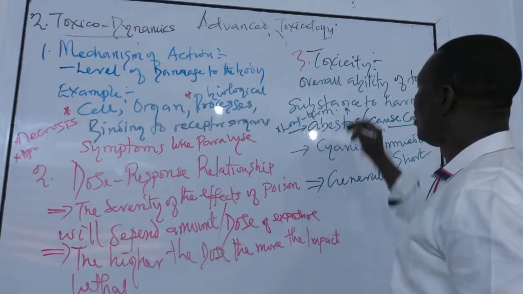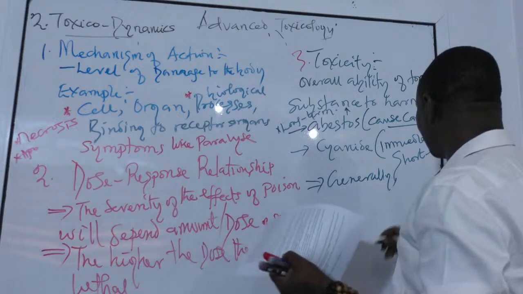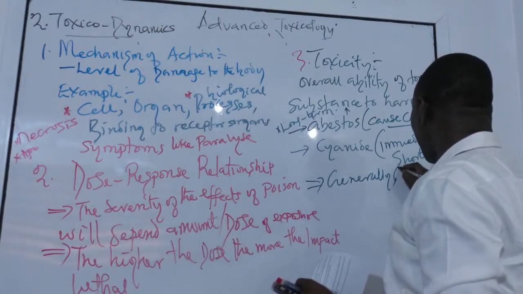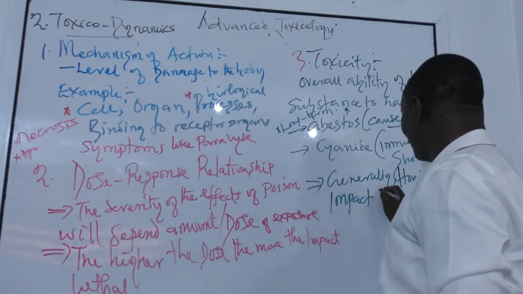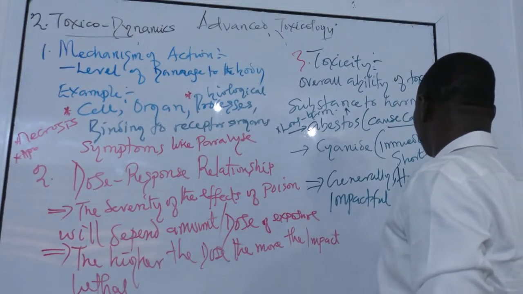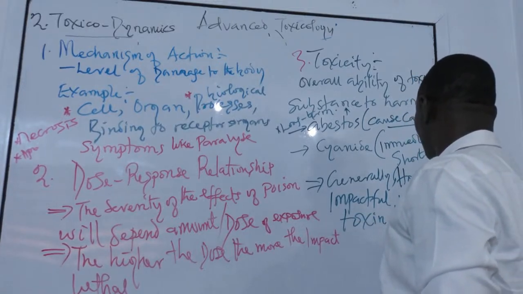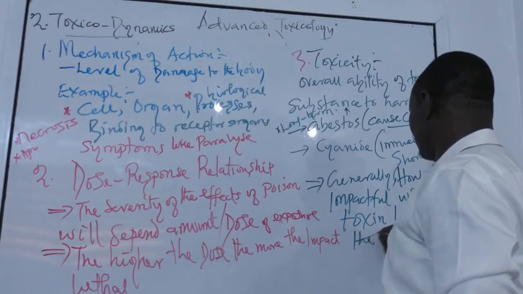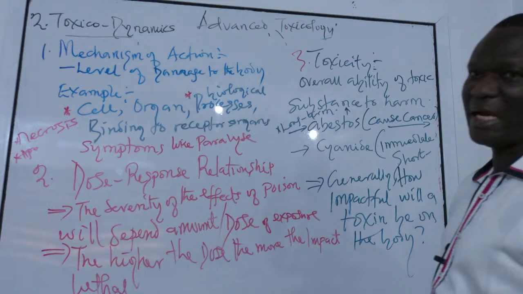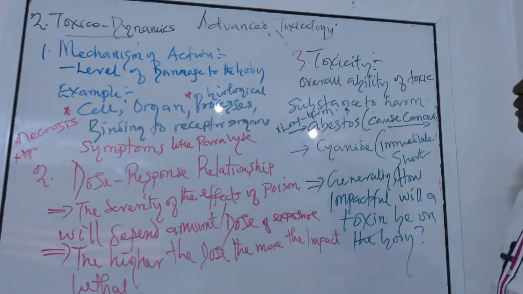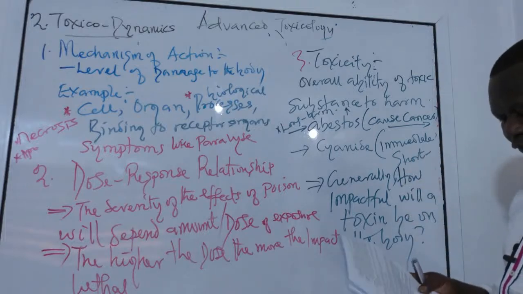So generally speaking, on toxicodynamics, you are talking about how impactful a toxin or poison will be on the body. That is the general question you are trying to ask when you are talking about the toxicodynamics of a poison or toxin.